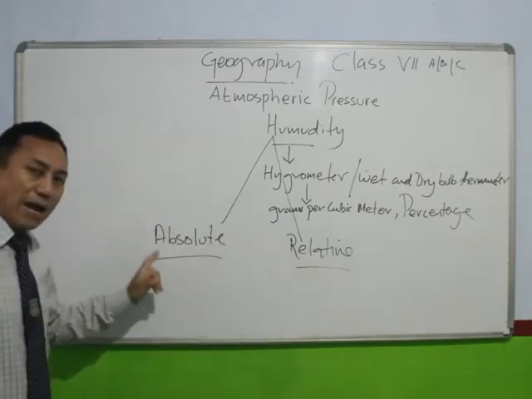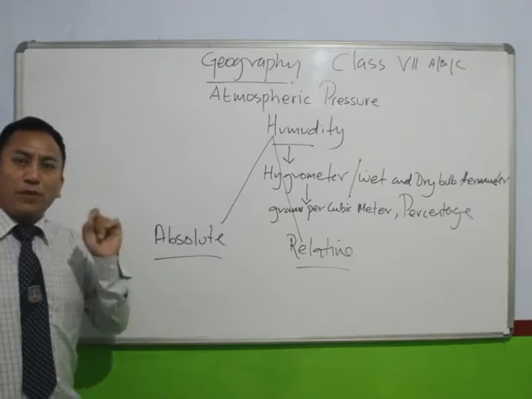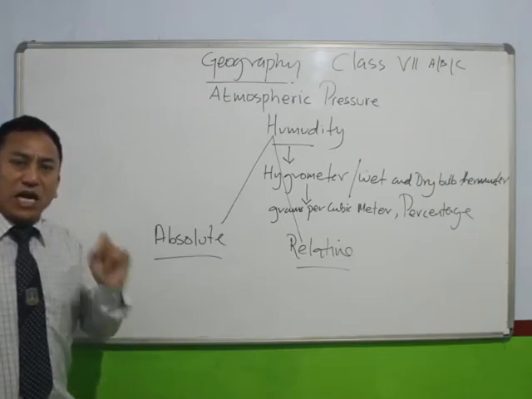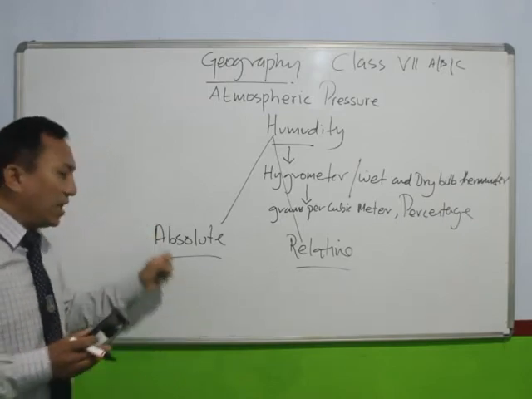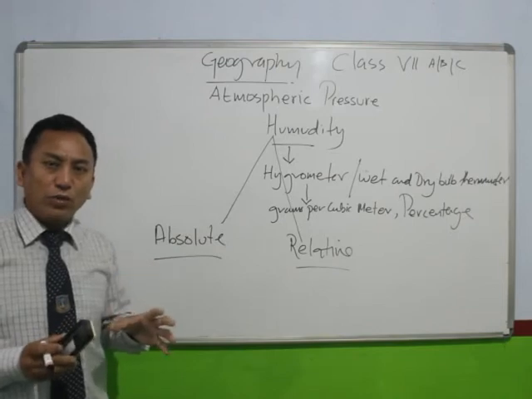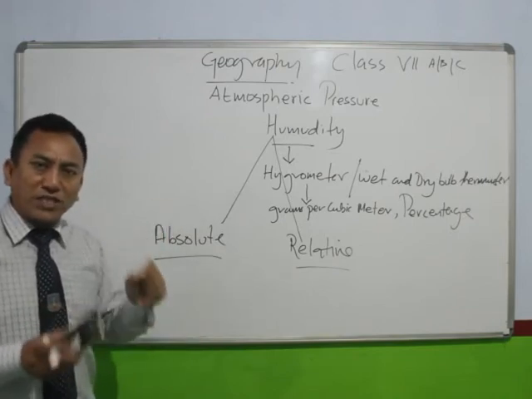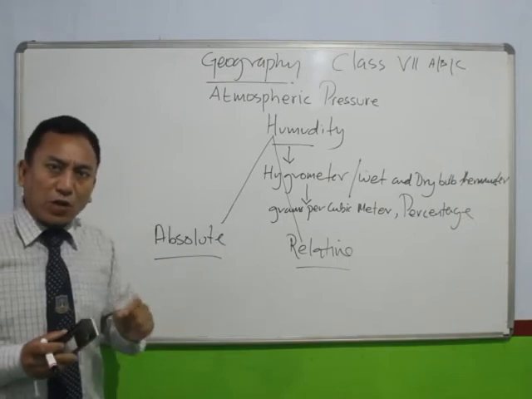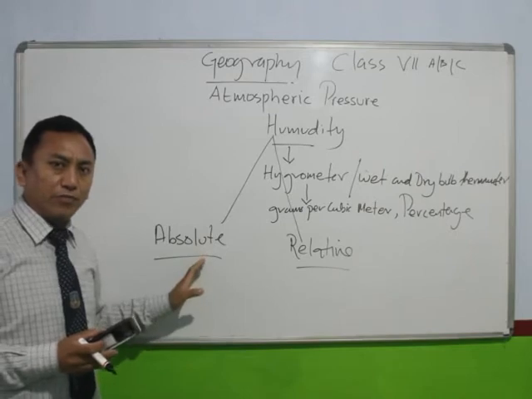What is absolute humidity? Absolute humidity is the amount of water vapor present in the air at a given time and place right now. If I measure the humidity right now, I am measuring the absolute humidity.